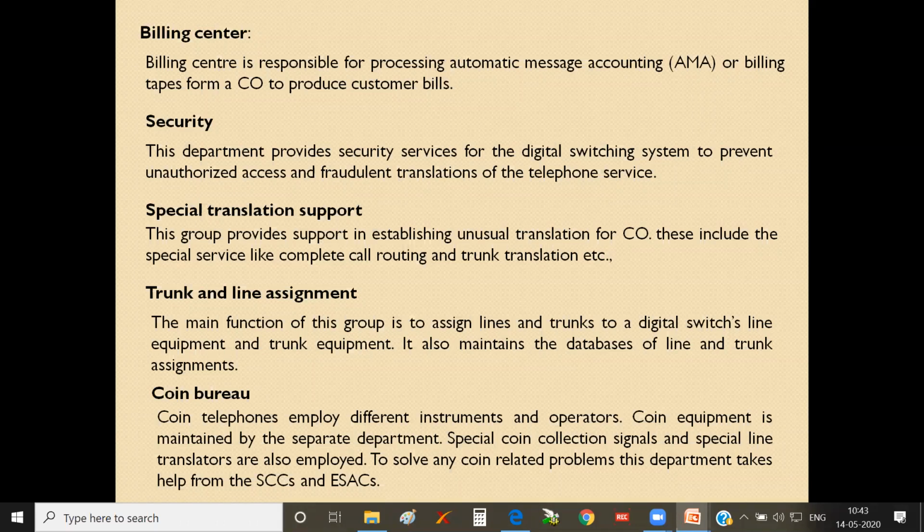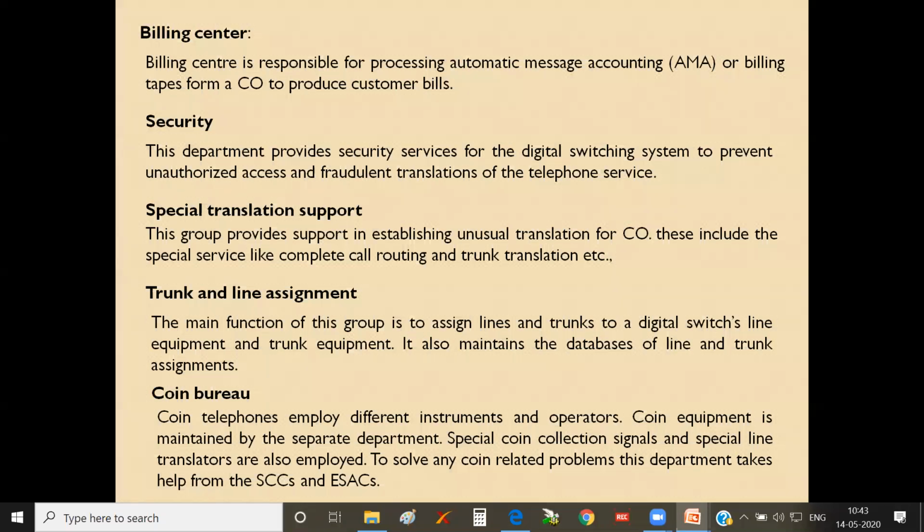Okay, next, special translation support. This group provides support in establishing unusual translation for CO. These include special services like complete call routing and trunk translations. Okay, we need some translation support or special translation report, where engineers are required to support in establishing unusual translation for the central office. It might be complete call routing procedures as well as trunk translations, etc.